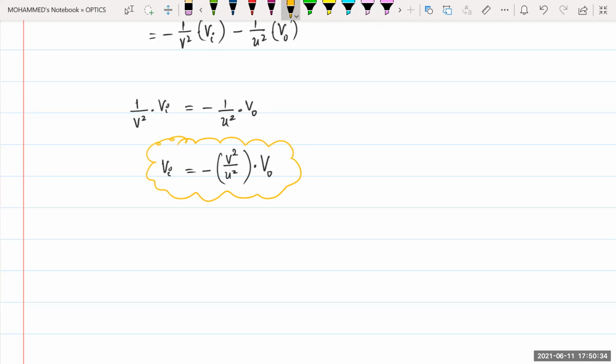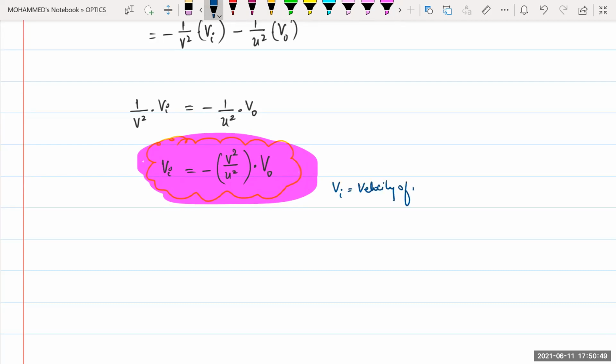So when the object is moving along the principal axis, I can calculate the velocity of the image by the formula: velocity of image equals minus of v by u into v naught. What is vi here? Vi is the velocity of the image, and v naught is the velocity of the object. V is the image distance in this formula, and u is the object distance.